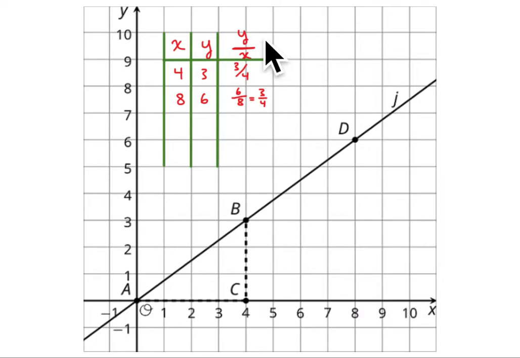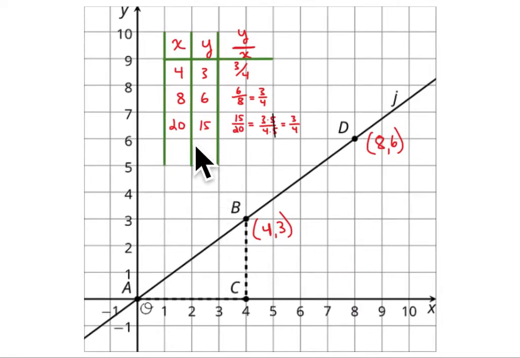And we figured out that the constant of proportionality, which turns out to be the slope, is the y value divided by the x value for a proportional relationship. So this is 3/4, a ratio of 3 to 4. And the x value is 8, the y value is 6. That also gives you a ratio of 3 to 4. So wherever you have that ratio, it's going to be a point on this line.